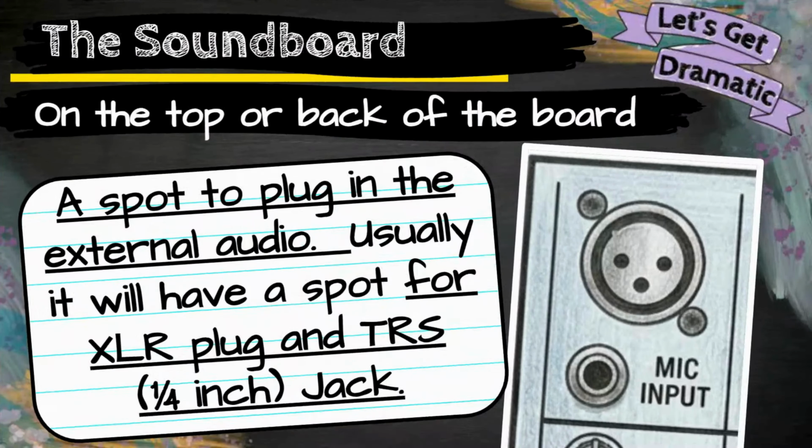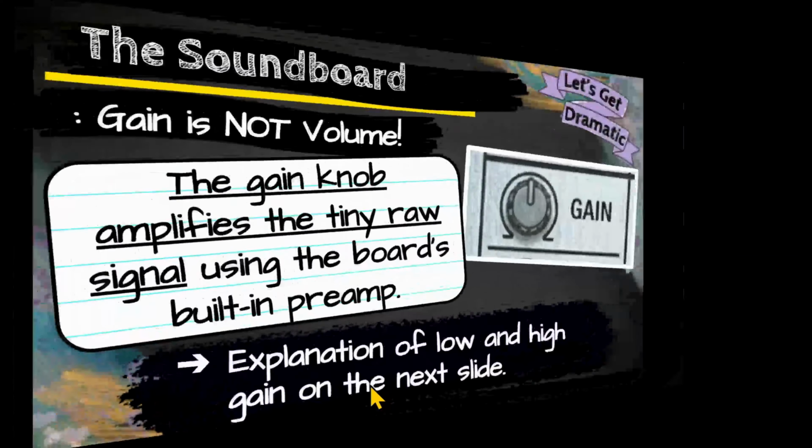All right, on the top or the back of the board, there is a spot to plug in the external audio. Usually it will have a spot for an XLR plug or a TRS 1/4 jack. So this is technically an XLR3 because there are 3 pins right here, but we just refer to XLR because the 3 pin is so common in sound. And then the TRS, this is like your normal headphone jack, except it's 1/4 inch instead of 1/8 inch.